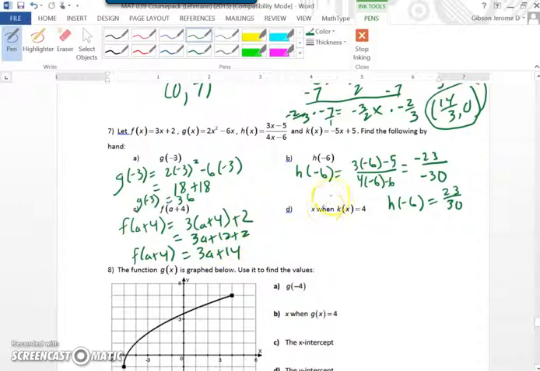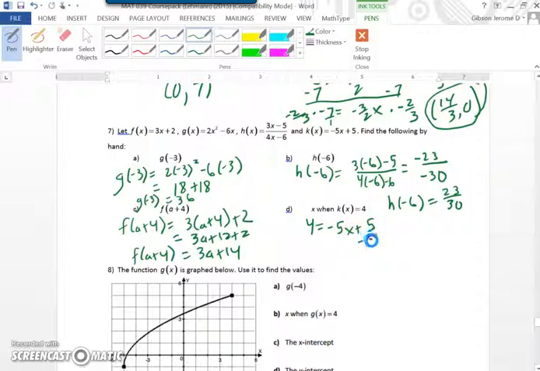Now with D, they're telling us that k of x is equal to 4, and we need to solve for x. So we are substituting 4 for k of x. So 4 is equal to negative 5x plus 5. Now, we didn't have to put a parenthesis around the 4 when we substituted because there's nothing else on the same side as k of x.